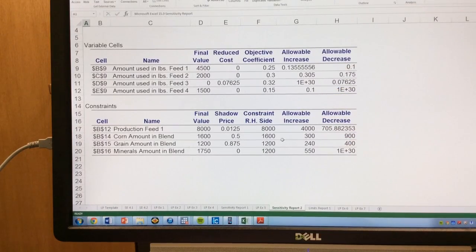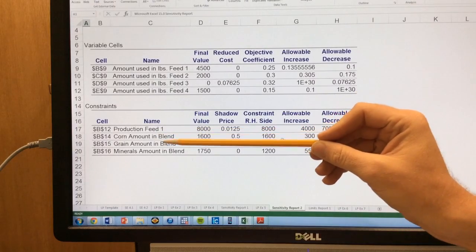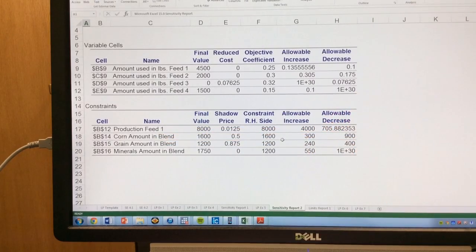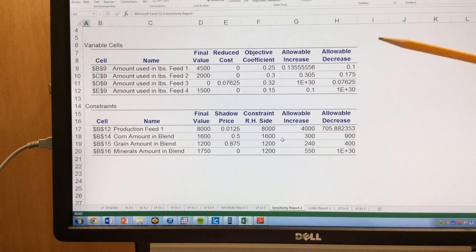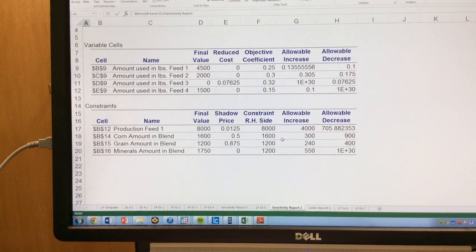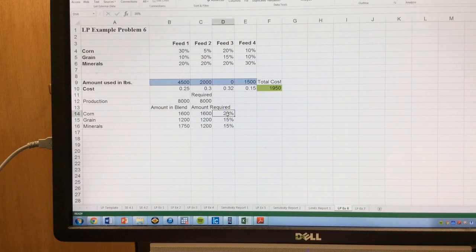Well, now let's look at our next shadow prices. So we have corn, grain, and minerals. The corn says, if I take my right-hand side constraint and increase it by 1 unit, meaning 1 pound, so now I want 1,601 pounds in that blend, it'll raise our cost by 50 cents. But the pounds isn't what the customer's asking. The customer's asking percent. So what if the customer were to say, rather than have my blend require 20%, what if I would require 21%? How does it affect my cost?